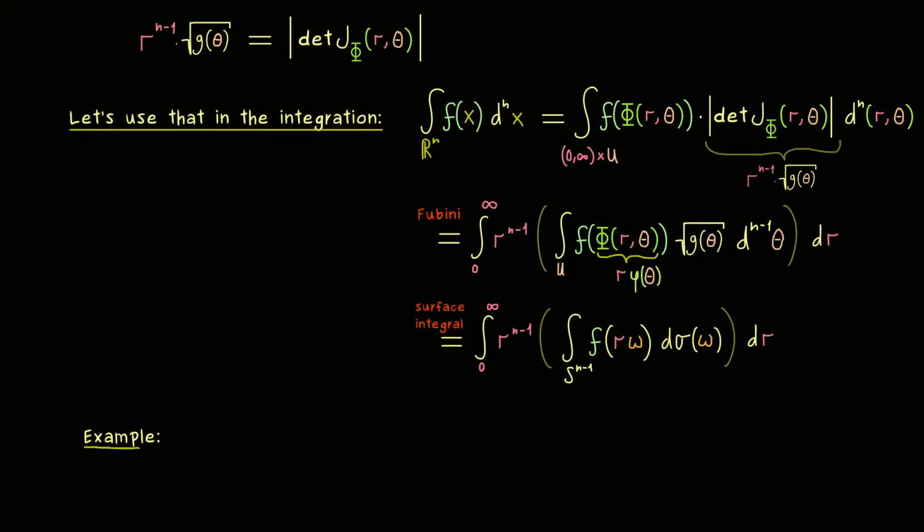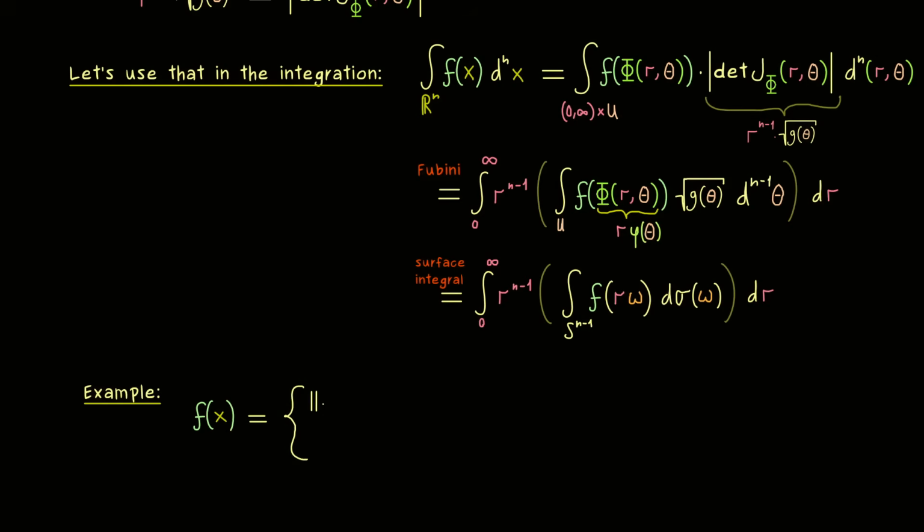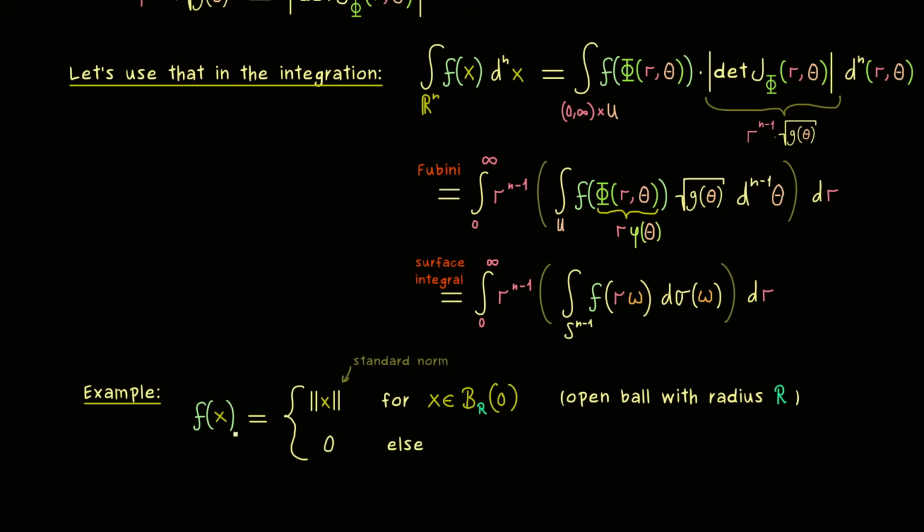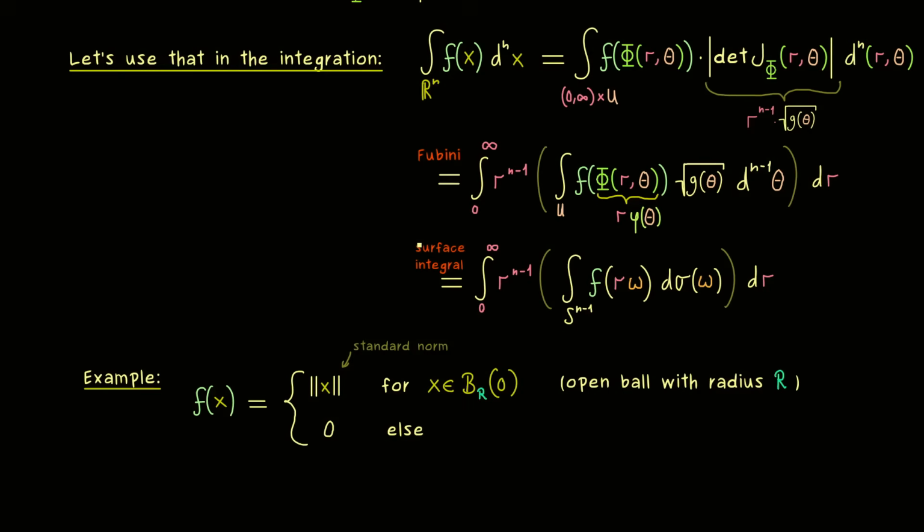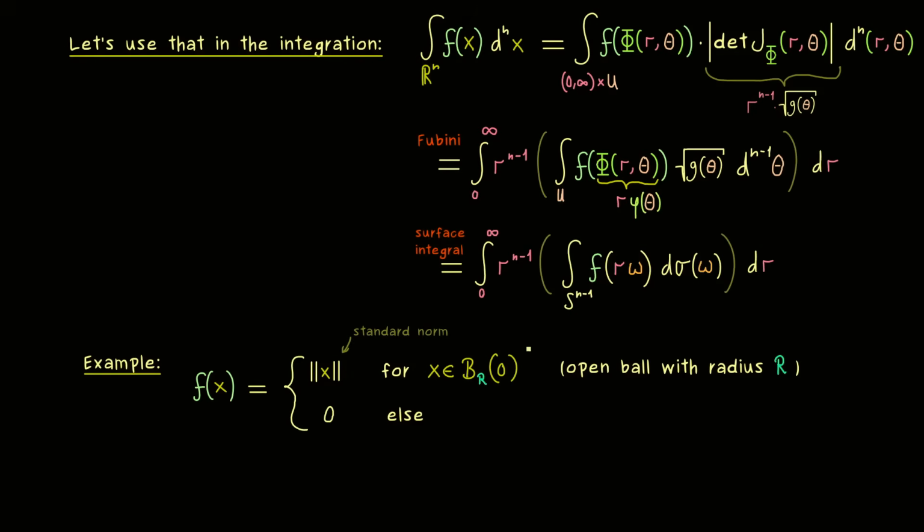There let's take a function f that is only defined in a ball in Rn. So more precisely, f of x should be given by the standard norm of x. However, only in the case that x lies in a fixed ball of Rn. Let's say it's B_R(0), so the open ball with radius R centered at the origin. And now outside of this ball, the function should be 0. This implies that our integration over Rn is actually just an integration over B_R(0).